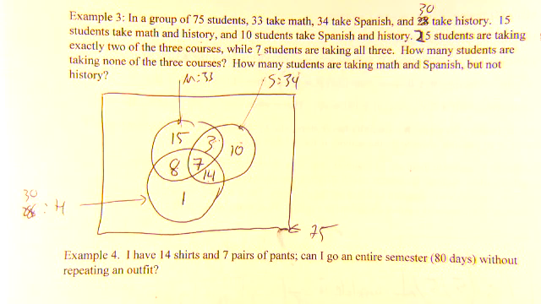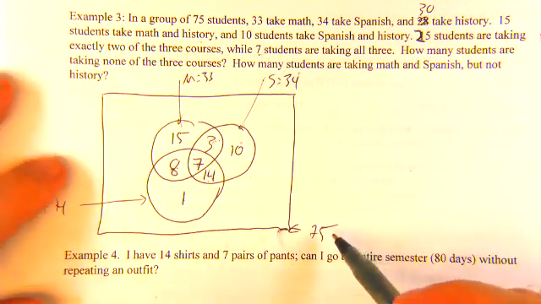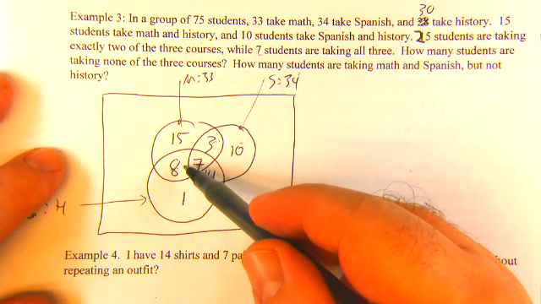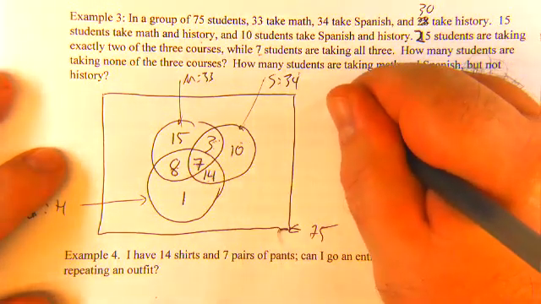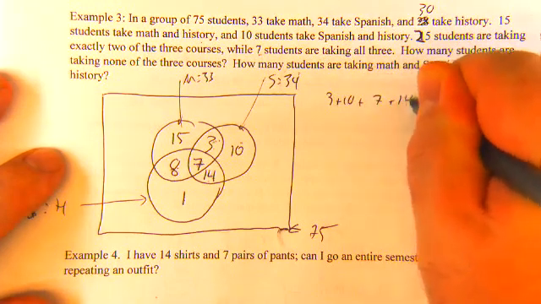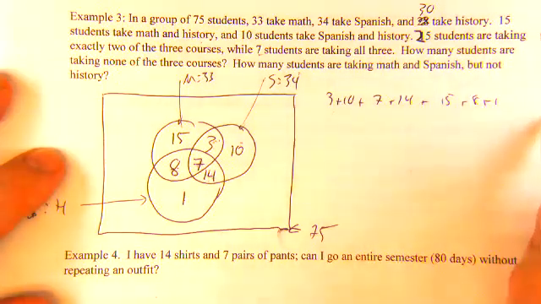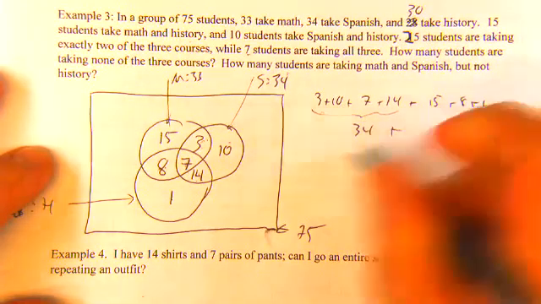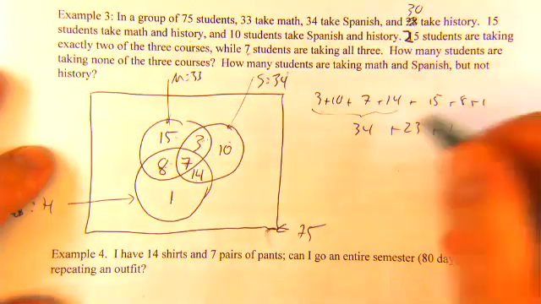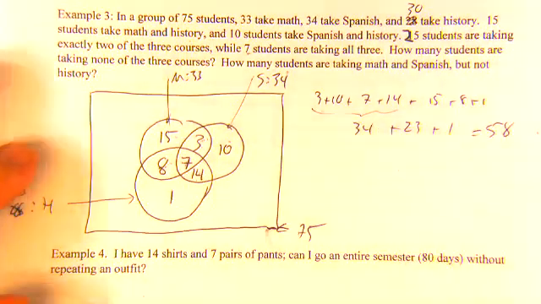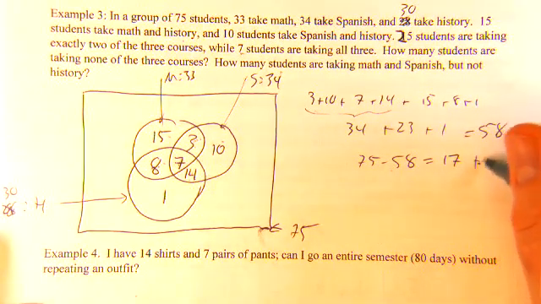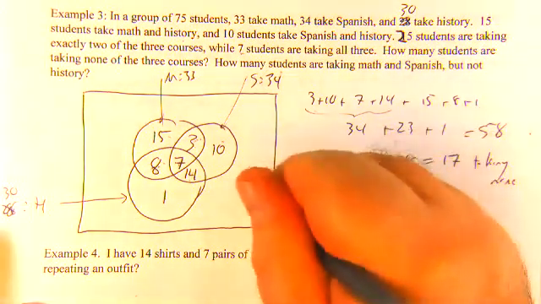Okay. How many students are taking none? Well, we started with 75. We've counted 34 there, 16, 24, 34 and 24 is 58. These are all the students who are taking classes. These are all the students taking Spanish classes. That's 34, plus the 15 and the 8, which is 23, plus a 1. So 58 students are taking one of the three classes. And that means 75 minus 58, which is 17, taking none. And so that number goes out there.